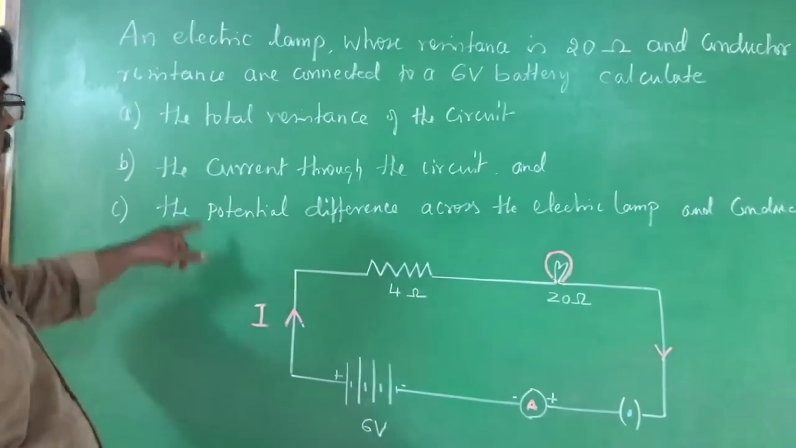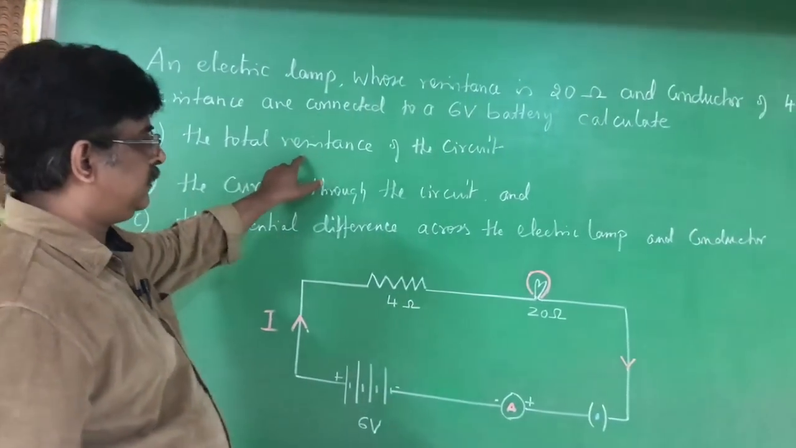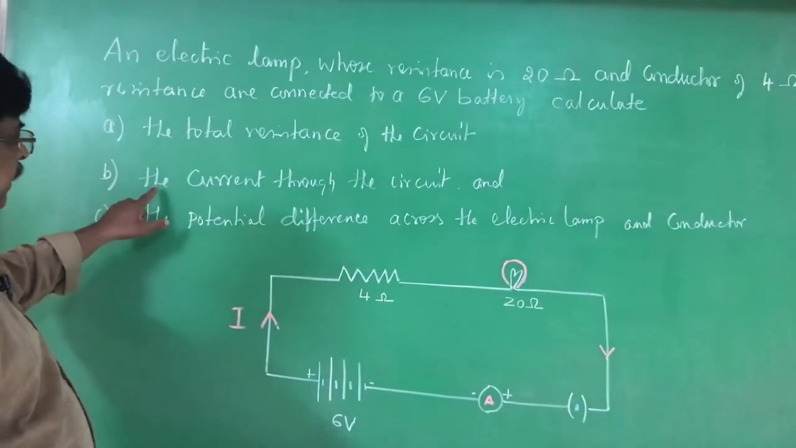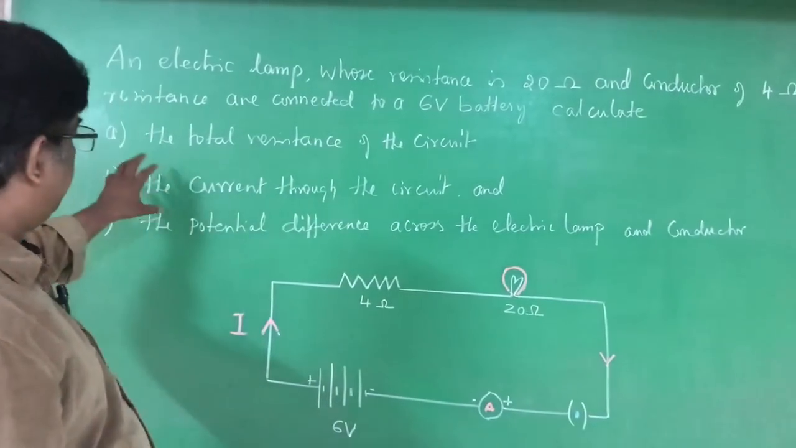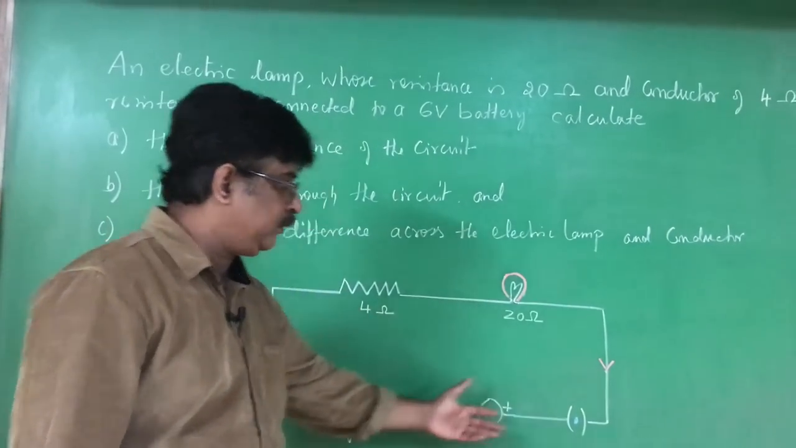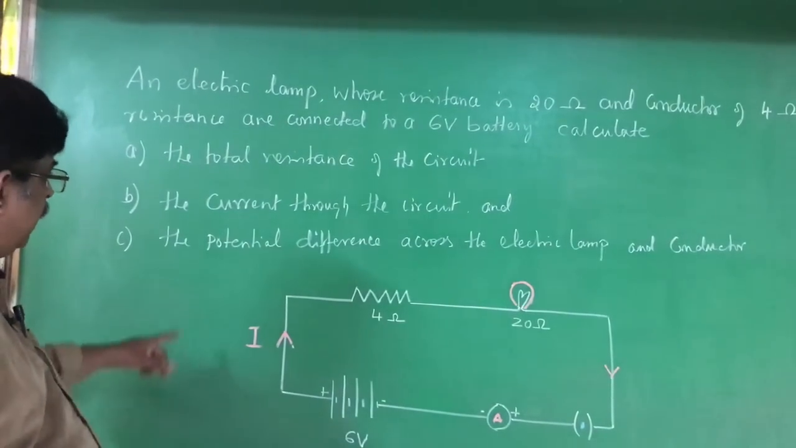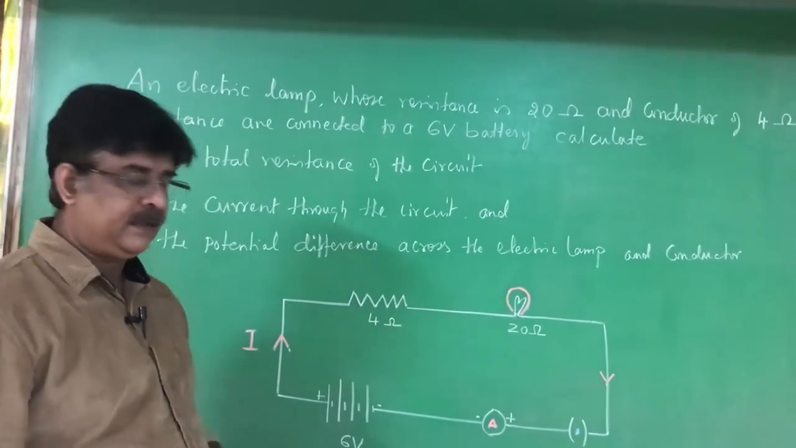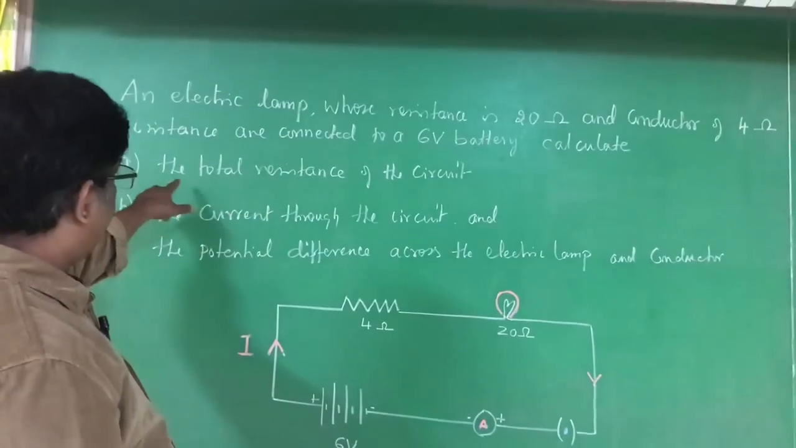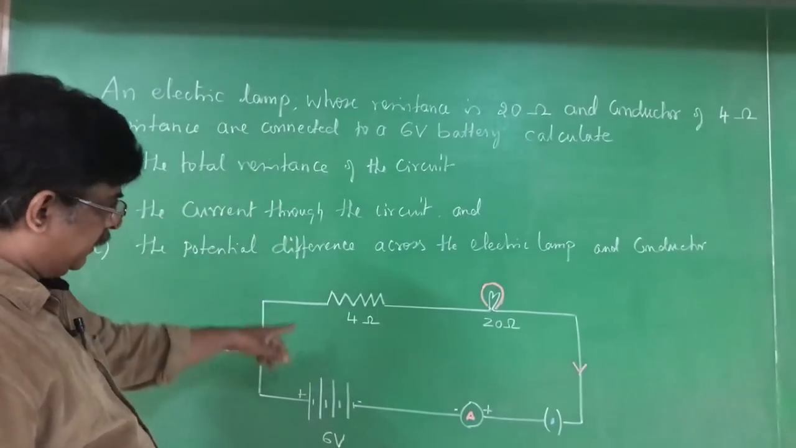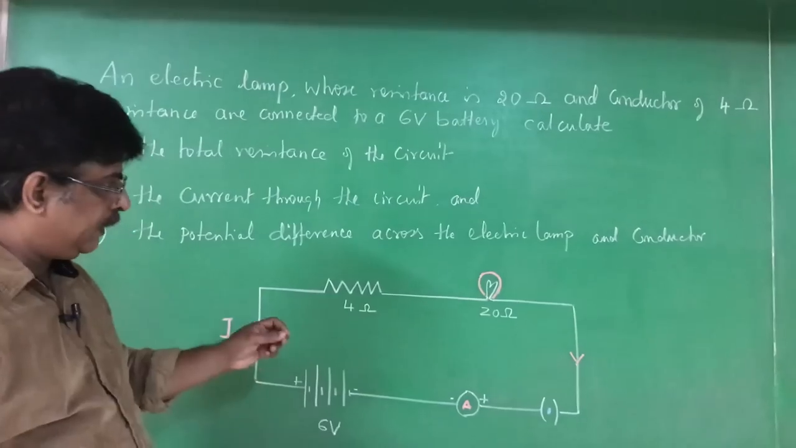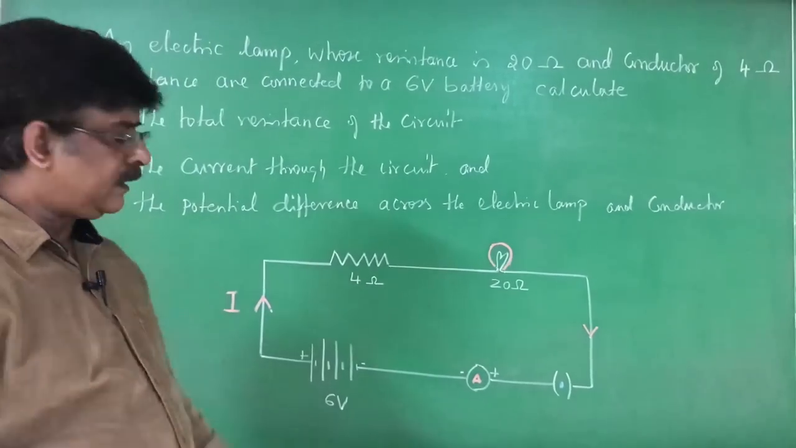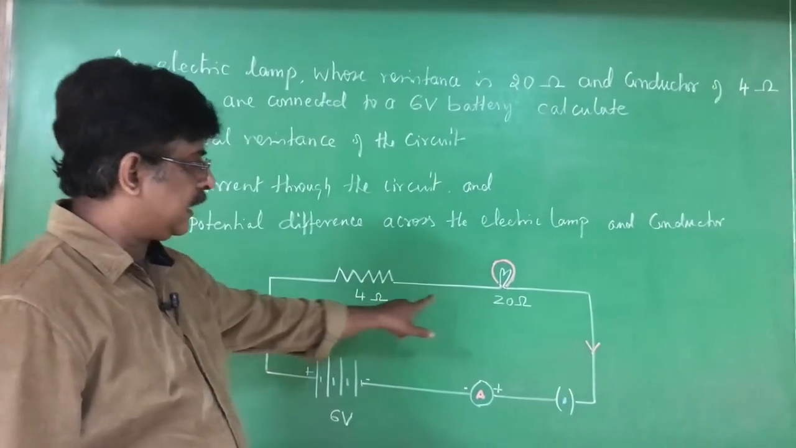What do we have to calculate? We have to calculate the total resistance of the circuit. What is the total resistance of the circuit? Second part is we have to calculate the current through the circuit. How much current is flowing through this circuit, that we have to calculate. And the potential difference across the electric lamp and the conductor. First analyze the problem. The first thing we have to calculate is total resistance. To calculate total resistance, we have to identify whether the resistors are connected in series or parallel. See the diagram. We can easily understand the resistors are connected in series.